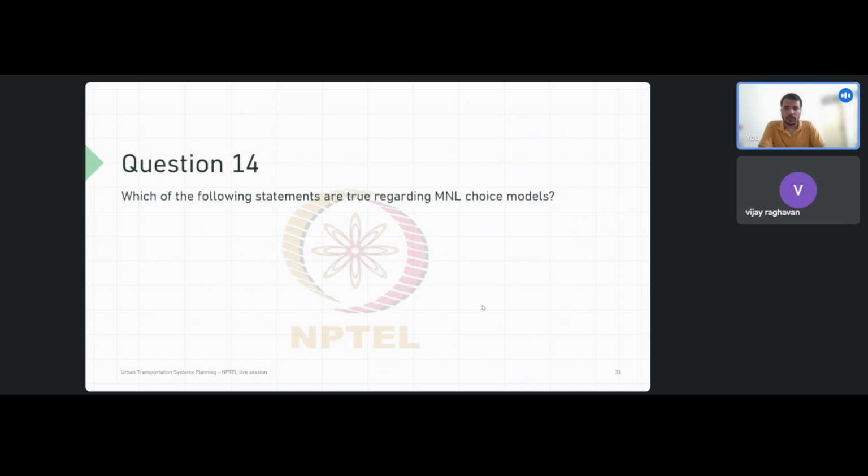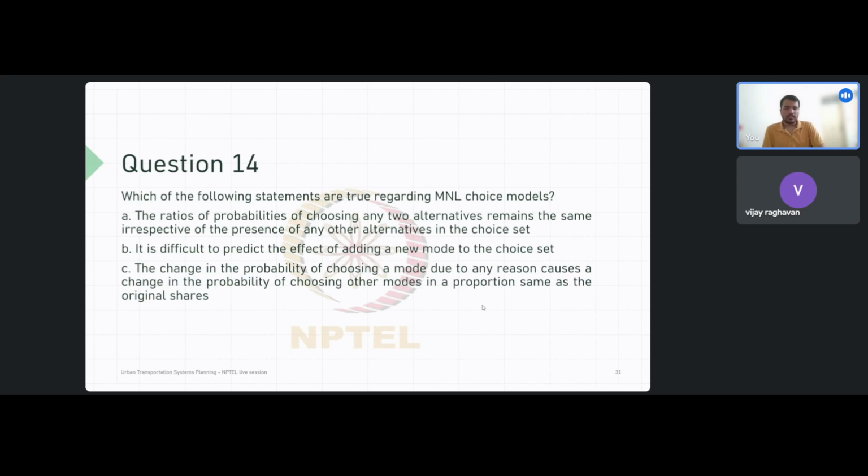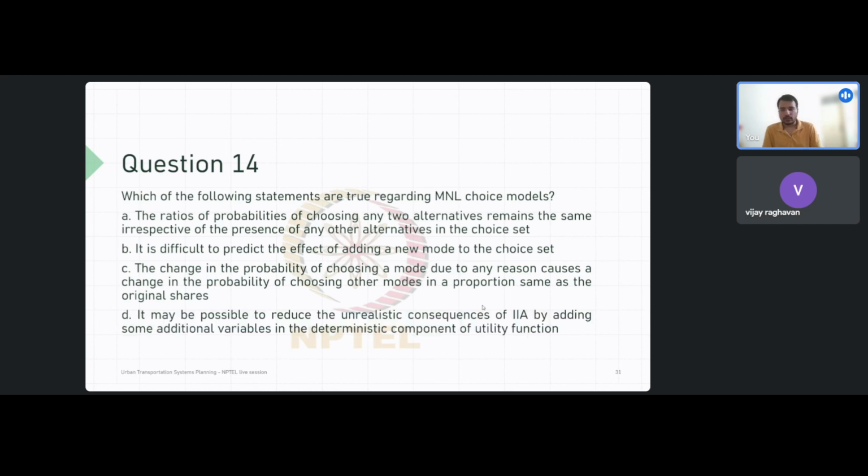So moving to question 14: which of the following statements are true regarding MNL choice models? The ratio of probabilities of choosing any two alternatives remains the same irrespective of the presence of any other alternative. It is difficult to predict the effect of adding a new mode. The change in the probability of choosing a mode due to any reason causes a change in the probability of choosing other modes in the same proportion. And it may be possible to reduce the unrealistic consequences of IIA, independence of irrelevant alternatives, by adding some additional variables in the deterministic component of the utility function.